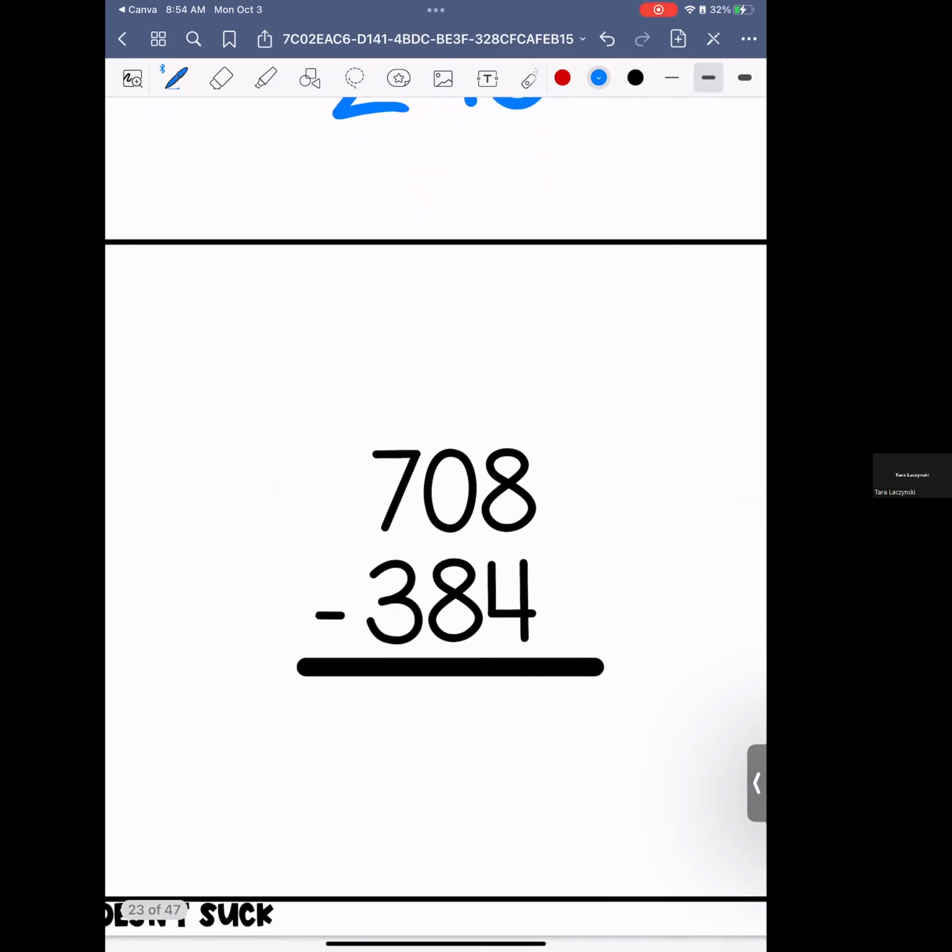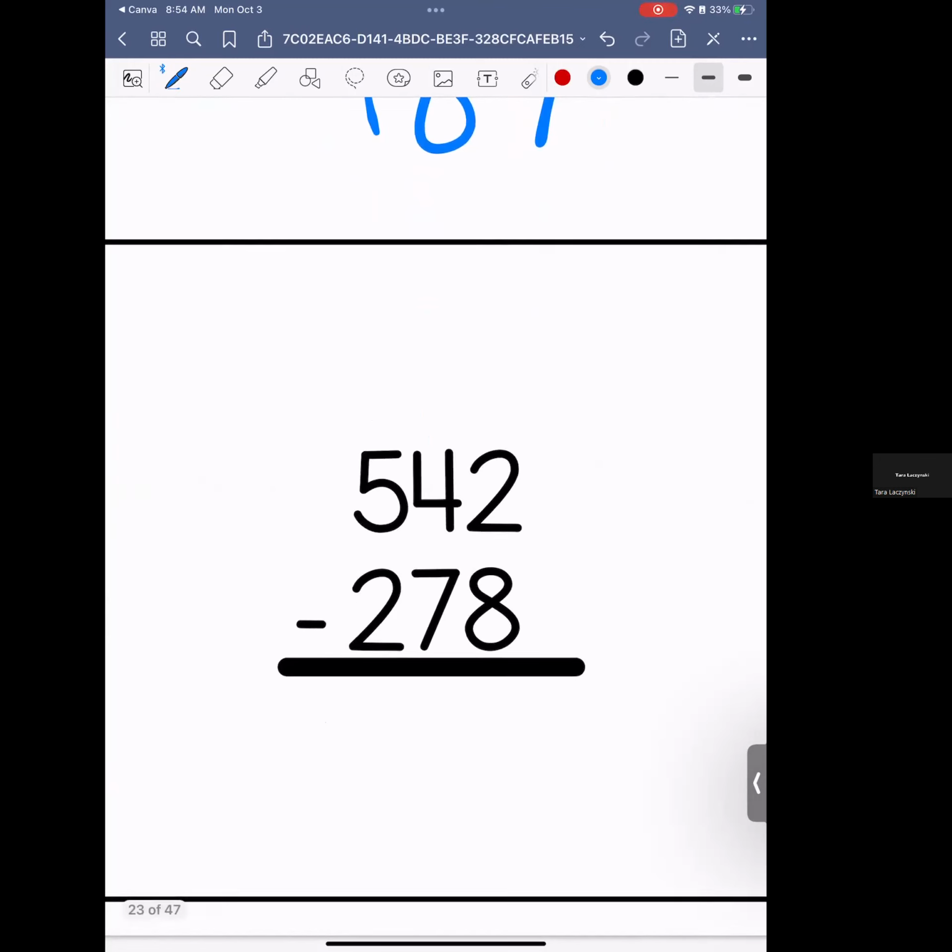2 more. 708 take away 384. 8 take away 4 is 4. Can't do 0 take away 8. I have to go next door. Make this 7 into a 6. Bring my 10 to my friend. 10 take away 8 is 2. 6 take away 3 is 3. 324. Last one. This again was a super stretch with a double borrow.